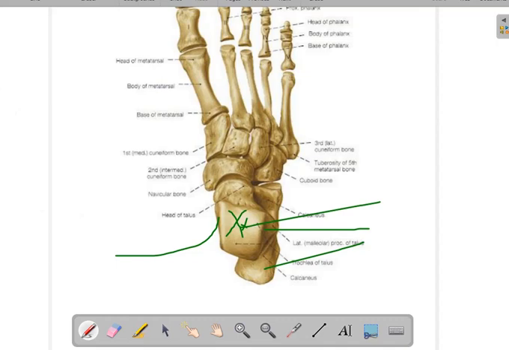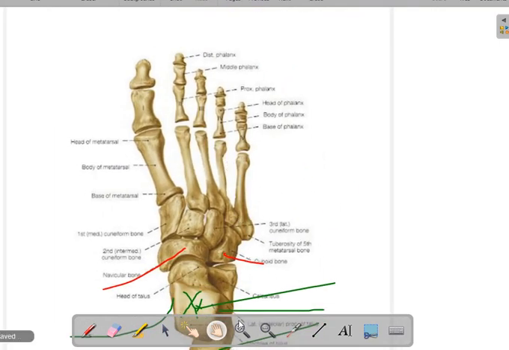These are the tarsal bones. This is the navicular, cuboid, cuneiform, and these are the metatarsal bones. As a rule, we count from the big toe in the foot or the thumb in the hand, which is the great finger. Here, this is the first metatarsal bone. This is the second metatarsal bone, third, fourth, and fifth.